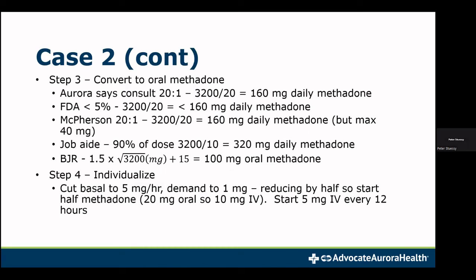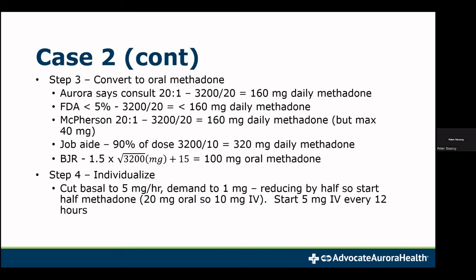So then we're looking at methadone. Here's our conversion. Say our Aurora one says to consult palliative and hospice care in these sorts of patients, that's anything over 1,000. If you use the 20-to-1, which was their last conversion, it'd be 160 milligrams of daily methadone. The FDA says it's less than 5%, so that would be, again, dividing by 20. So somewhere less than 120, 160 is what the FDA would say.